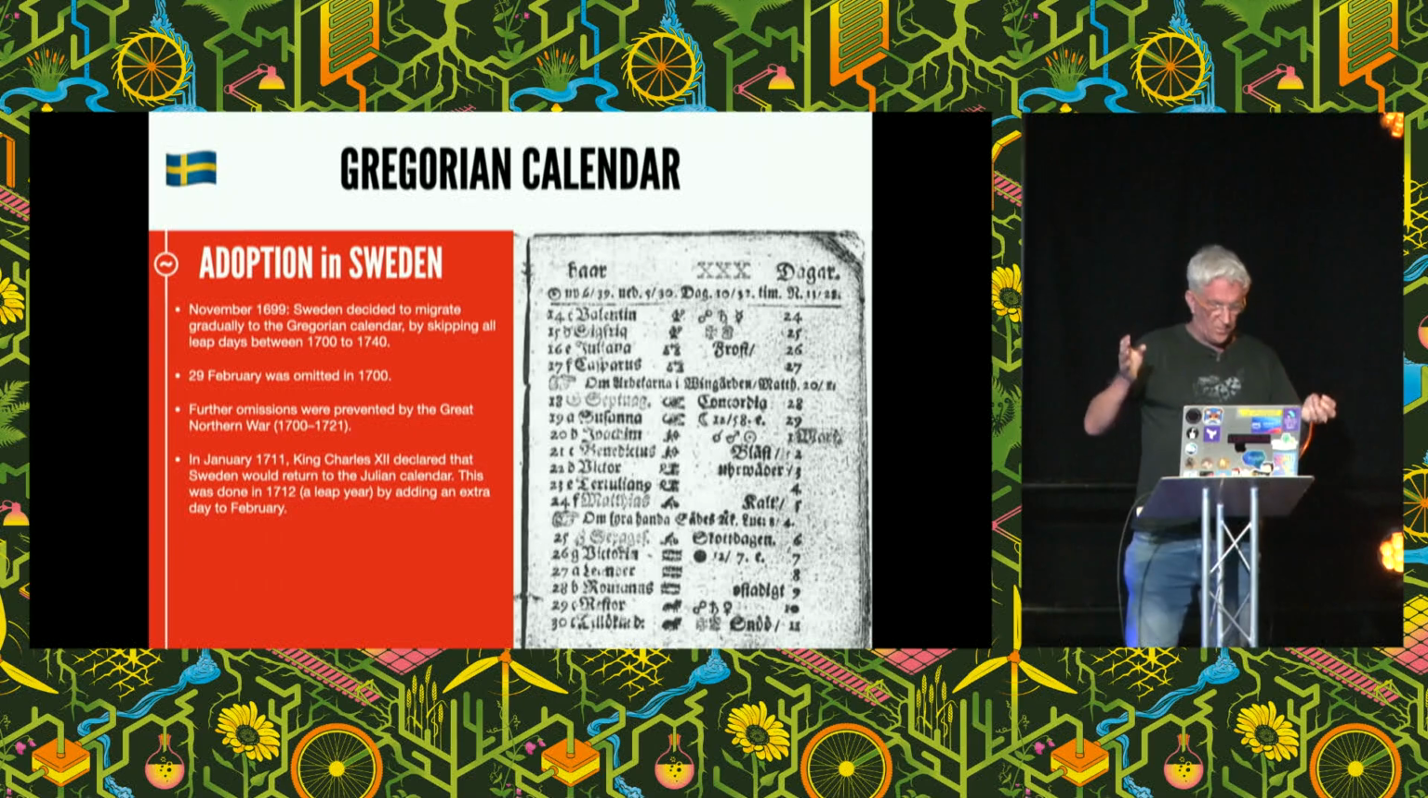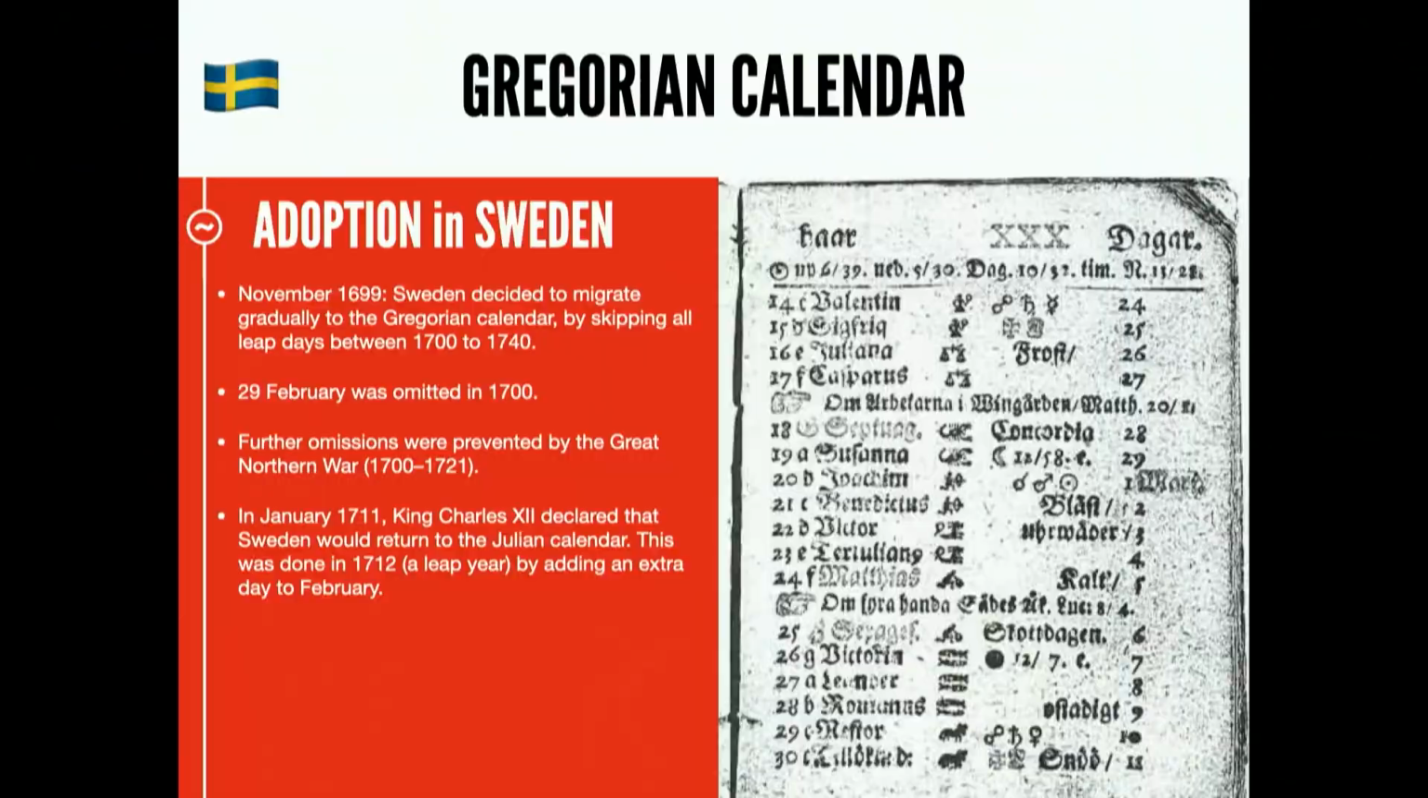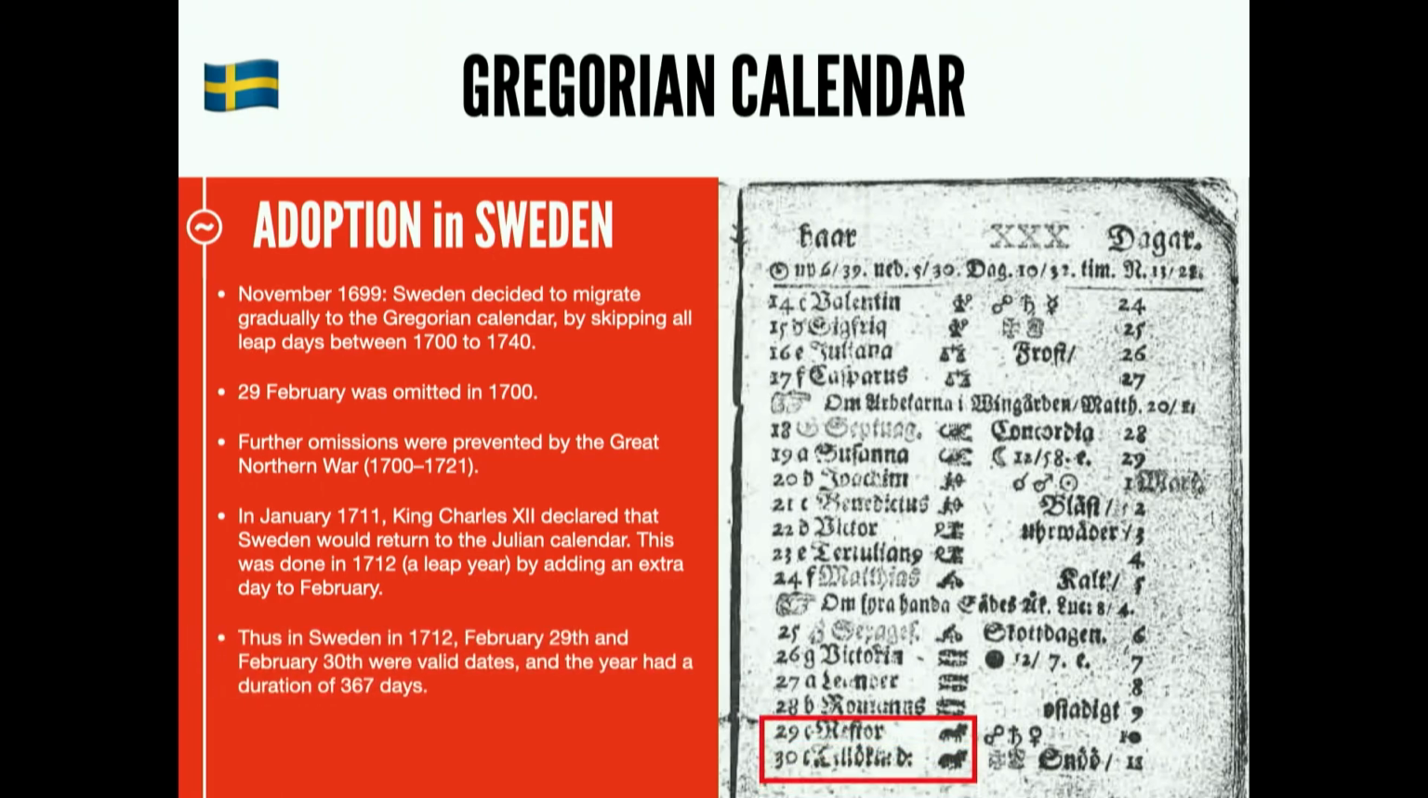King Charles the 12th decides, I've had enough, we're going back to the Julian. And the way they plan to do that is to add an extra day to February. That February was a leap year as well. So in Sweden in 1712, February the 29th was a valid day, as was February the 30th, and you have a year that is 367 days long. So great pub quiz question if you ever come across that one. They did eventually move to the Gregorian at some point in the future.